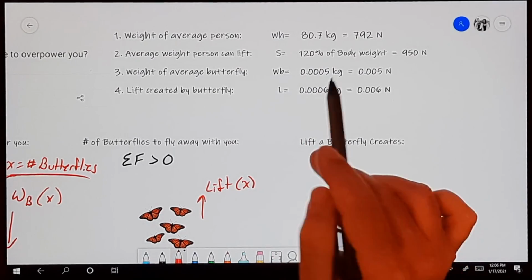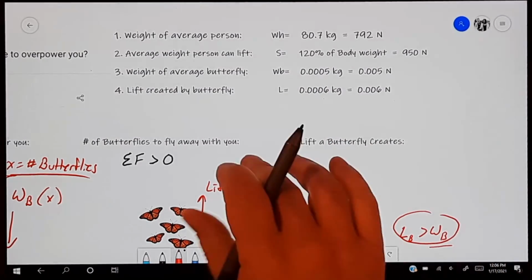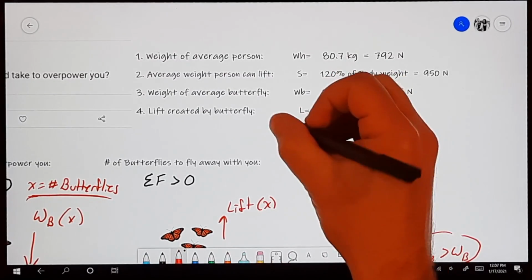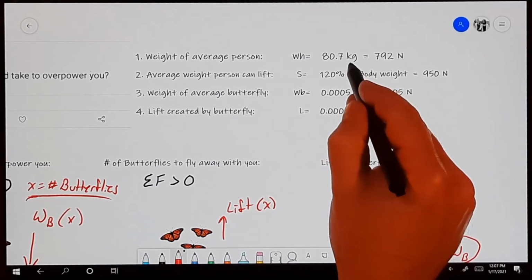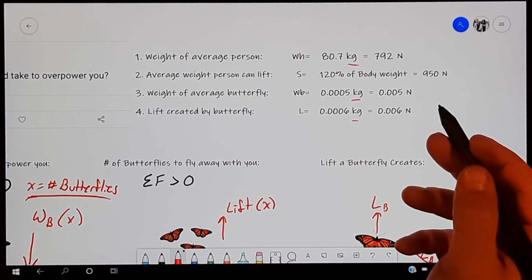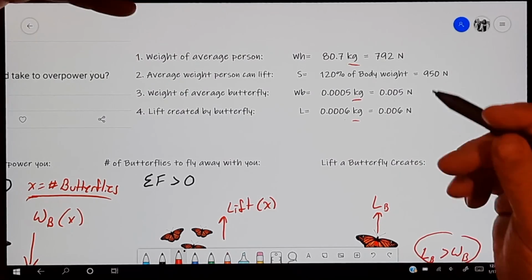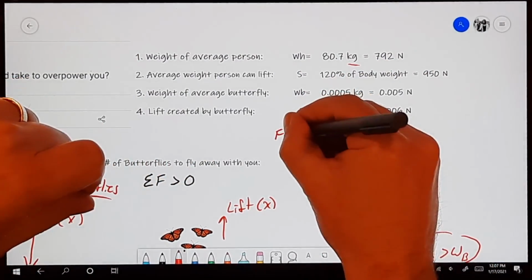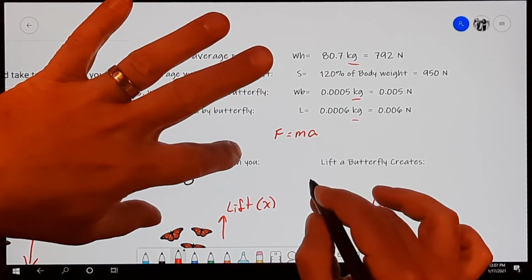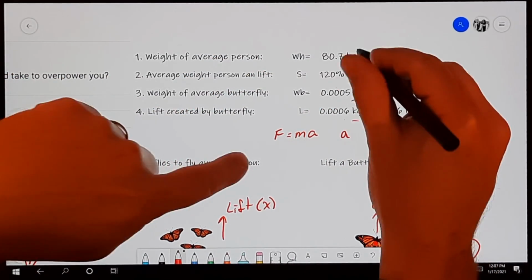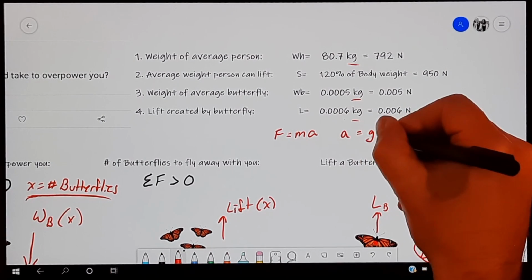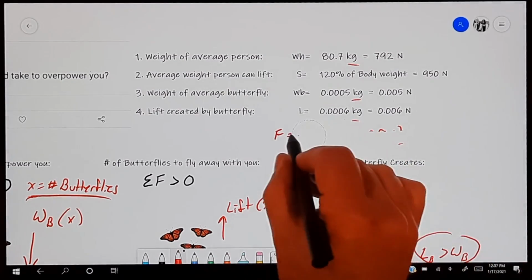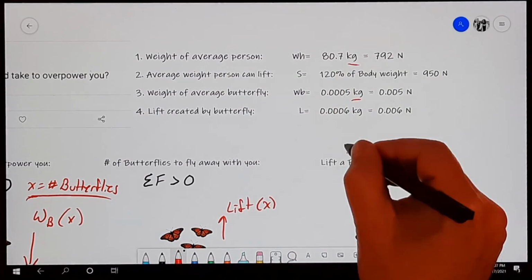Okay, so we looked up all our values, and this is pretty much all we need, but we need to change a couple things. So everything we have here is technically in kilograms, as you can see. But we need to find a way to get it into a force. And the way we do that is we know that force is equal to mass times acceleration. And in this case, we could say that acceleration is actually gravity. So by multiplying the mass by gravity, we can actually find out what the force is.